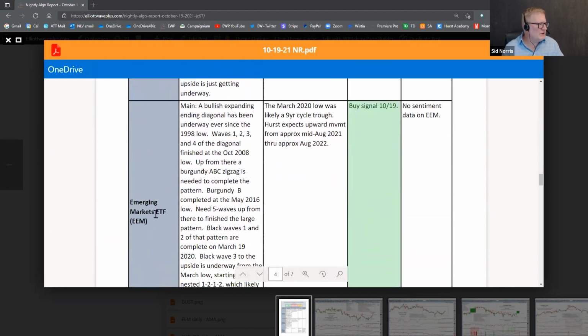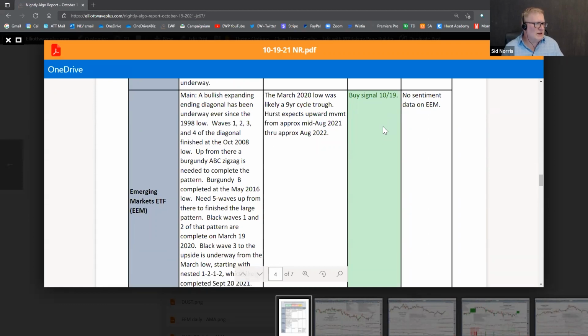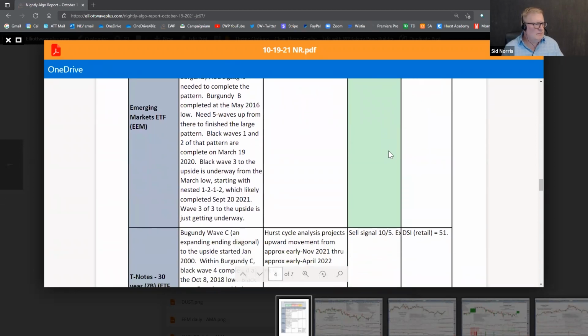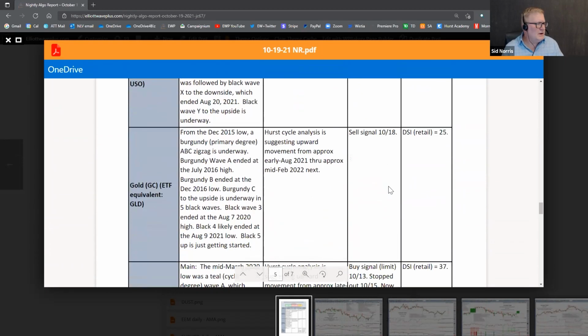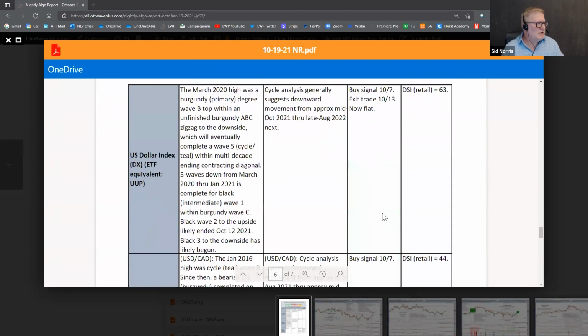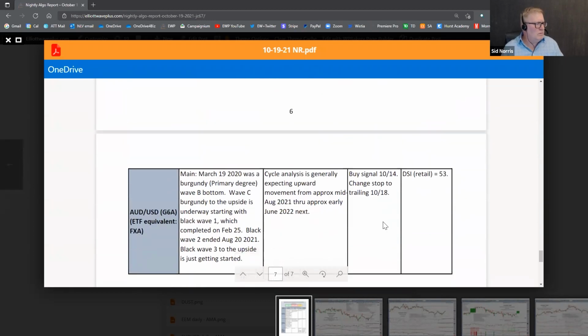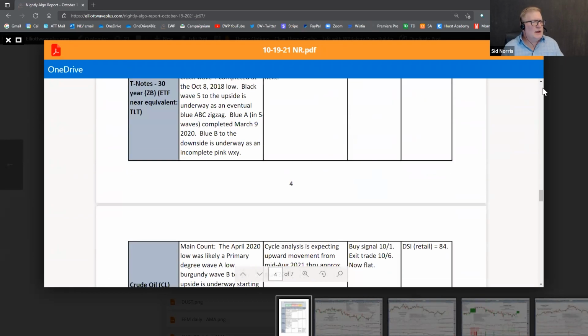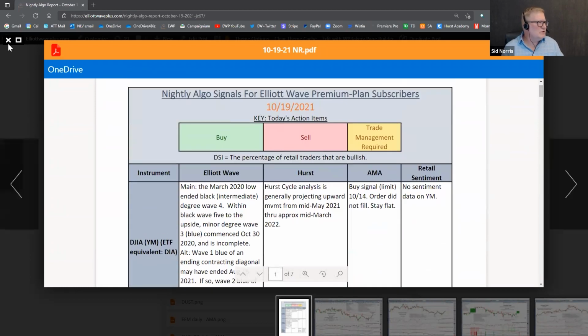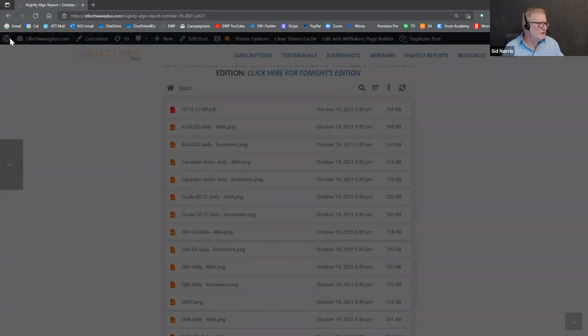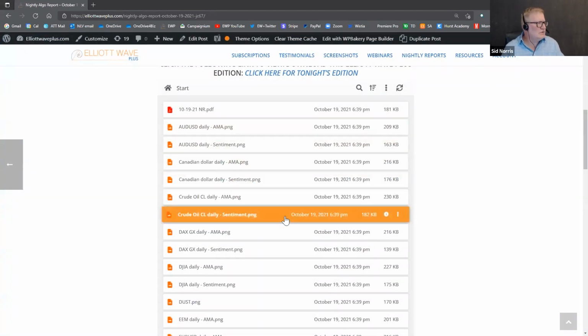There was a buy signal that came through tonight on EEM. This is something I've been bullish on in my webinars for a little while. EEM looks like it has put in a major cycle trough and is rallying nicely, just as expected. And let's see if there's any other signals tonight, any other color codes. And no. And so there's always a color code if there's some sort of action item, a new buy signal, a sell signal, or an exit signal, that sort of thing. And then you get individual screenshots.